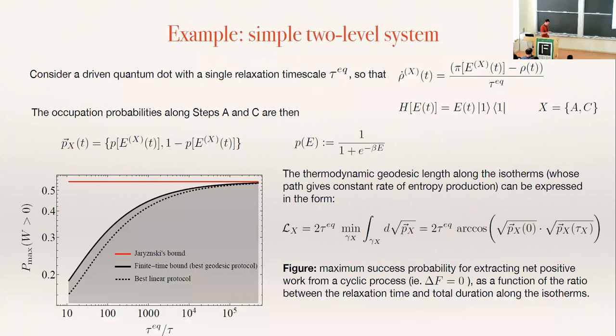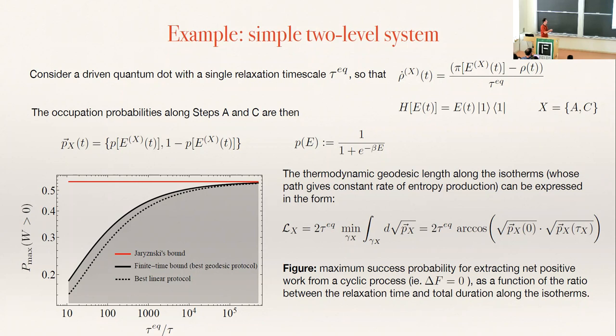So I'll just conclude with a simple example. So we have a quantum dot. So it's just a qubit that we're changing its energy levels. And it has a very simple master equation with a single relaxation time. And yeah, we can plot what this distribution should be, because we can find out exactly what this thermodynamic length is for this system.